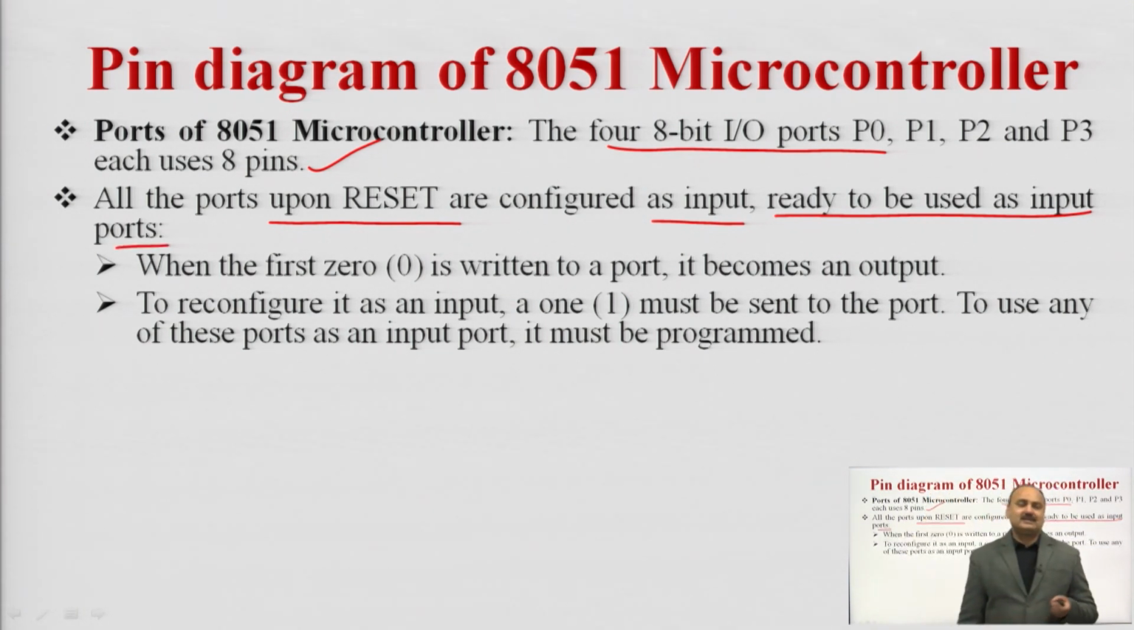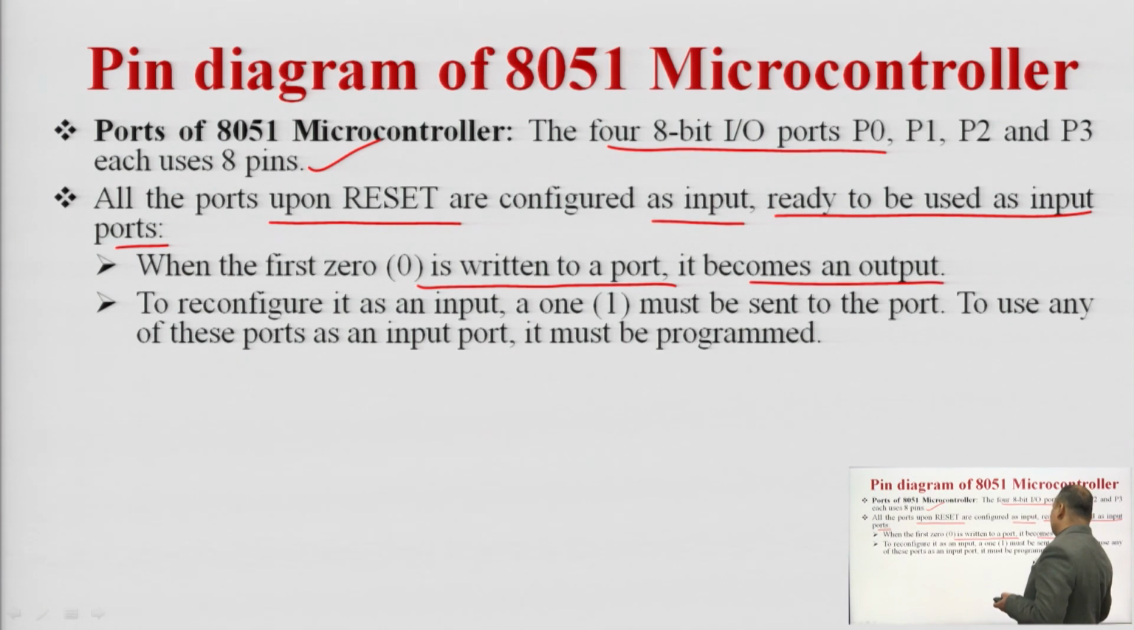Whenever we reset the microcontroller, all the ports, that is port P0, P1, P2 and P3, are configured as input ports. When a 0 is written to a port bit, it becomes an output port. If you want to configure the corresponding port as an output port, we send a 0 to that particular port bit. To reconfigure it as an input port, a 1 must be sent to the port.